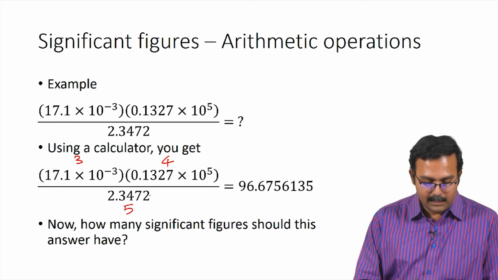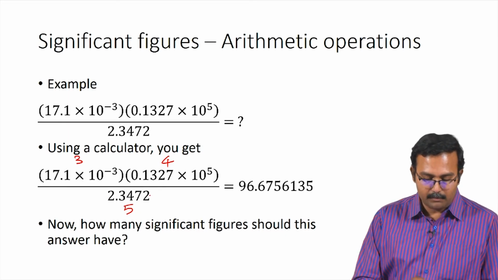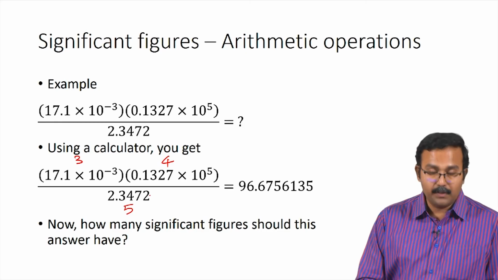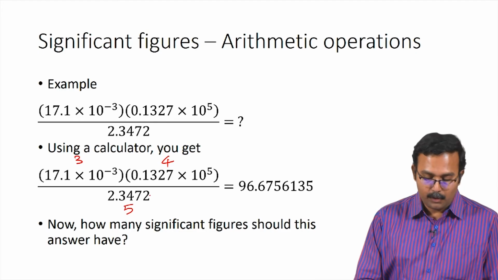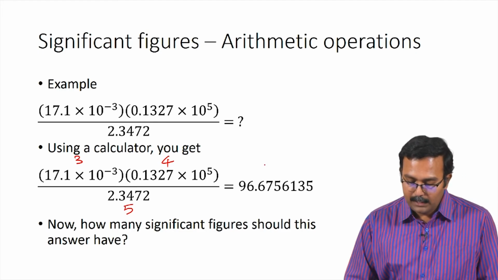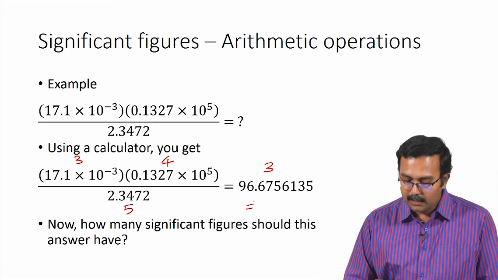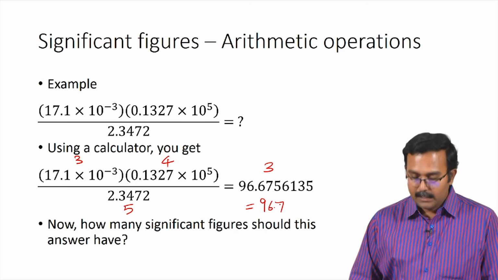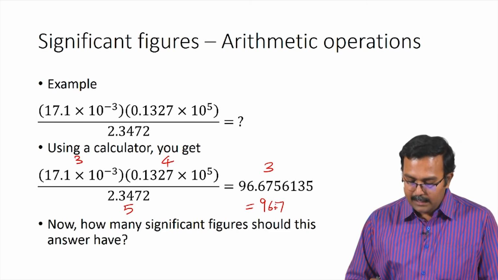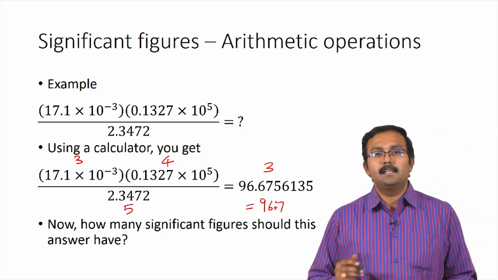So, the lowest number of significant figures in your multiplicands and divisors is for the first term, which is 17.1 times 10 power minus 3. So, your final answer can also have only 3 significant figures, and this means you would write your final answer as 96.7. So, this gives you the answer with the proper significant figures.